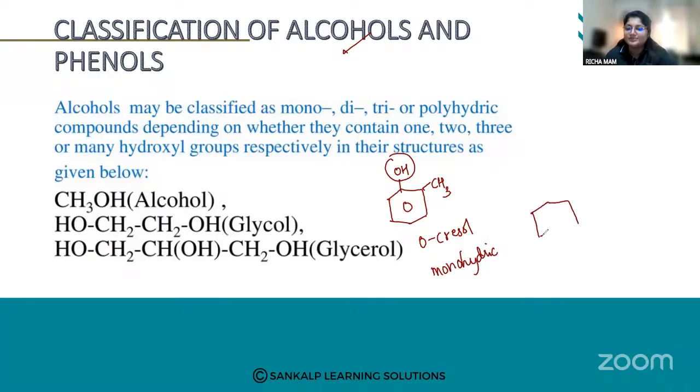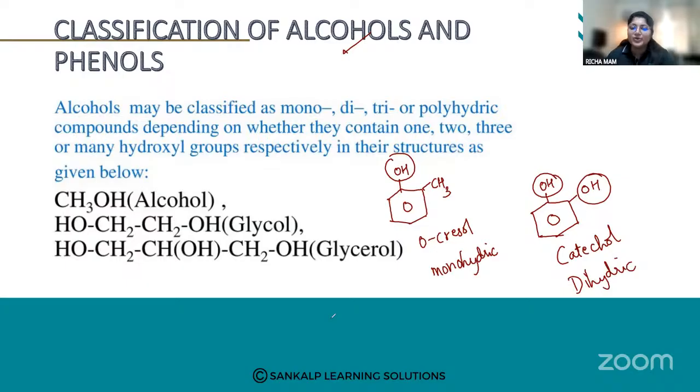Now another example. Try to answer: how many OH groups are there? Two OH groups. The name is catechol, and it is dihydric because two OH groups are present. Then what is the compound name? Hydroquinone. Again, this is dihydric, as two OH groups are present.